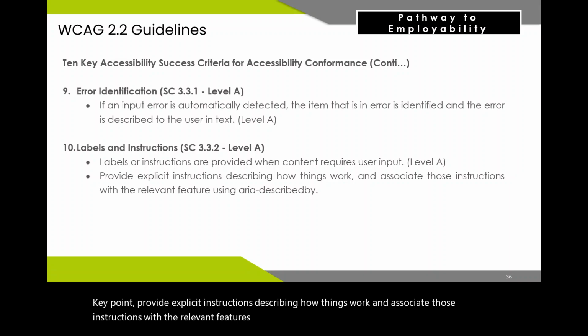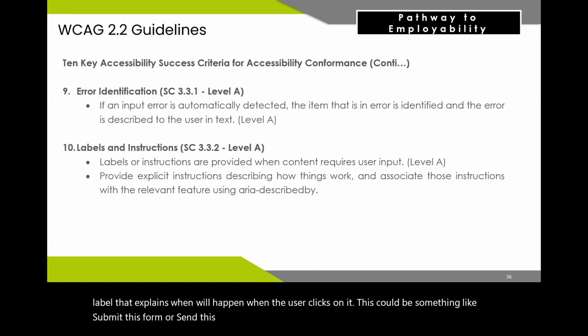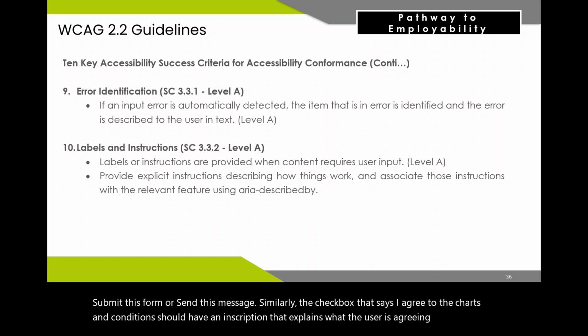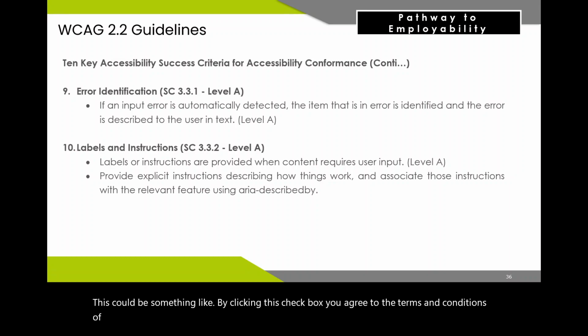Let's take an example. A button that says Submit should have a label that explains what will happen when the user clicks on it. This could be something like "Submit this form" or "Send this message." Similarly, a checkbox that says "I agree to the terms and conditions" should have an instruction that explains what the user is agreeing to. This could be something like "By clicking this checkbox, you agree to the terms and conditions of use." Here are some additional tips for creating clear and concise labels and instructions.